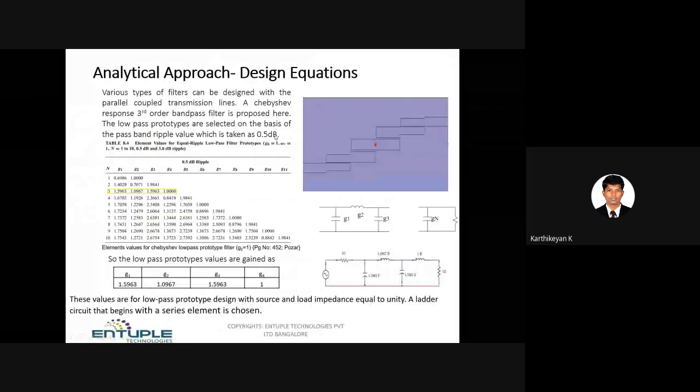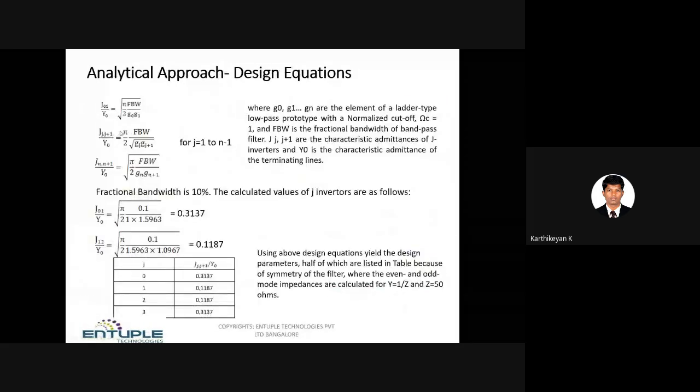We are going to use a formula. J(n,n+1) divided by Y0 is equal to the square root of pi by 2 times the fractional bandwidth of the filter, divided by g(n) g(n+1). For a filter of order 3, we are going to take the values n = 0, 1, 2, 3. So n is equal to 0, 1, 2, 3. We are going to substitute in this equation and calculate the values.